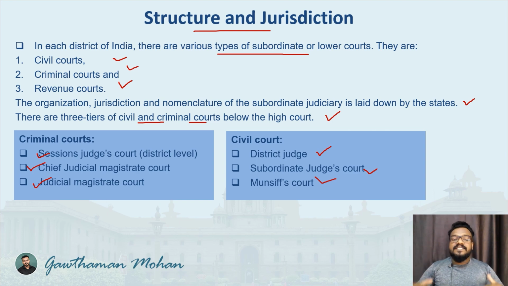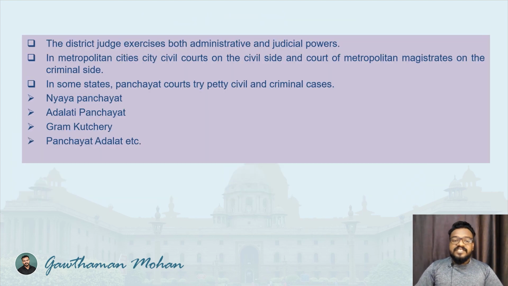On the top you can see that it is the sessions judges court in the matters of criminal affairs and the district judge or district court in the matters of civil affairs. Then we have the chief judicial magistrate court in the second level and subordinate judges court in the second level for civil matters, and judicial magistrate court in the third level and municipal court in the third level for the civil matters. It's very important to understand this differentiation and also this structure. The district judge exercises both administrative and judicial powers. So both administrative and judicial aspects are controlled by the district judge.